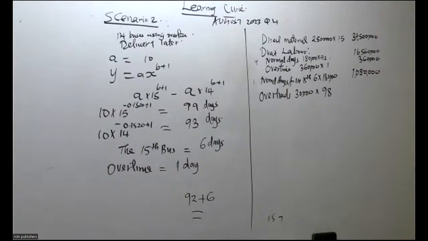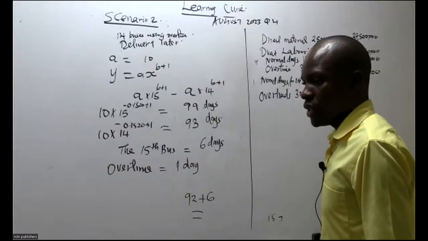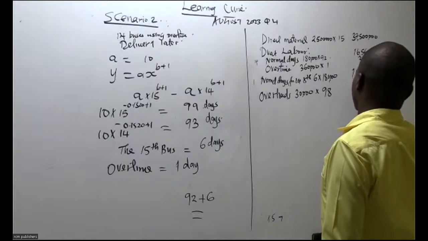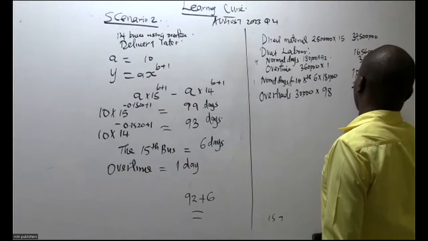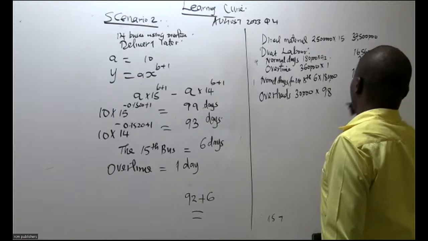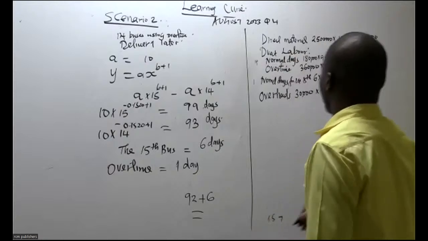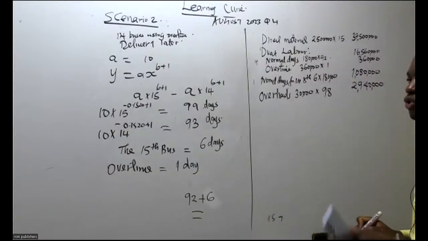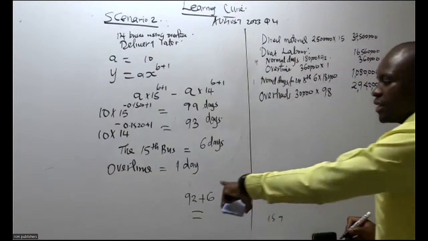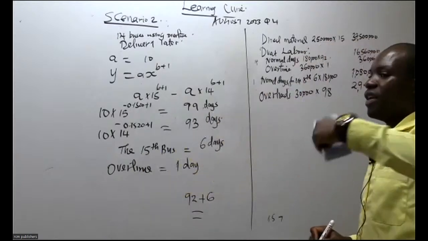98 by 30 days gives 29,40,000. Is it 29 million or 29,40,000? Good. Having done that, we should not forget that this one bus was delivered after the deadline.